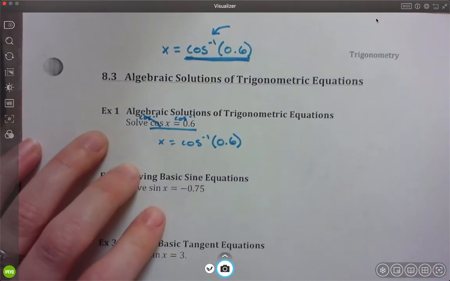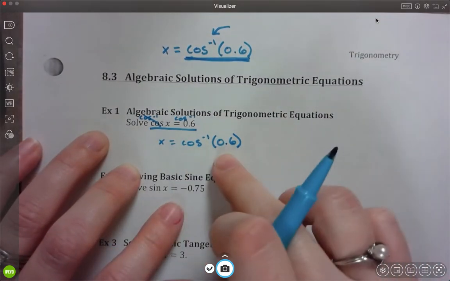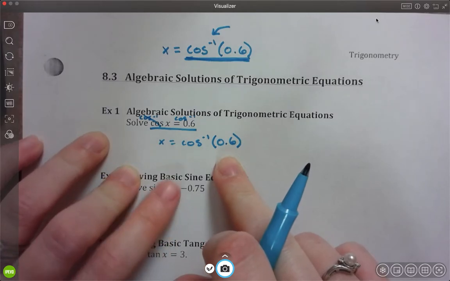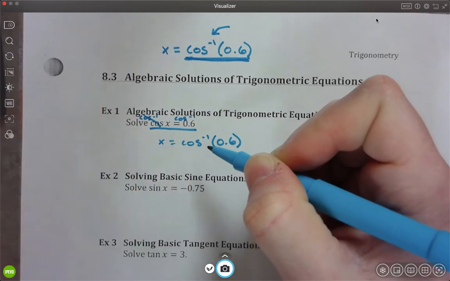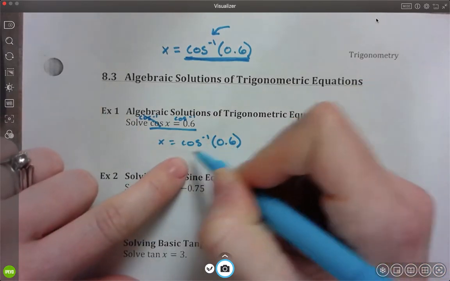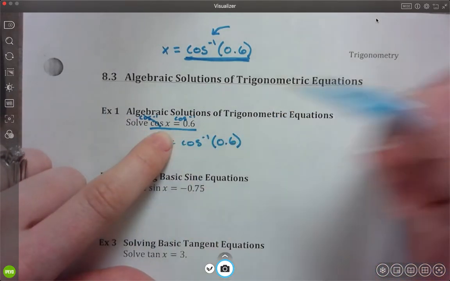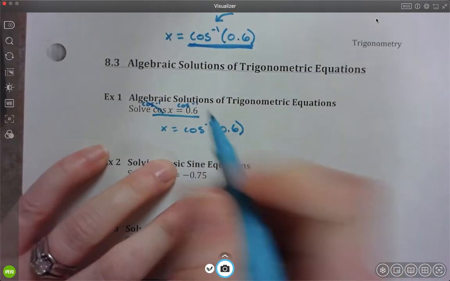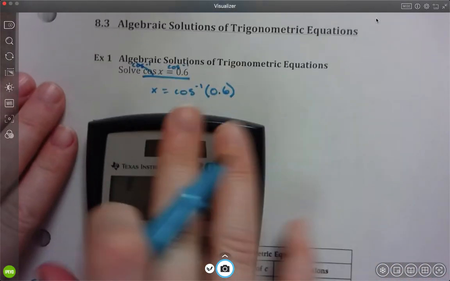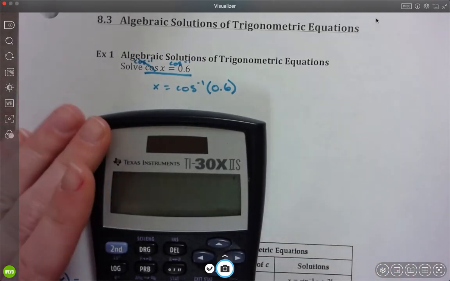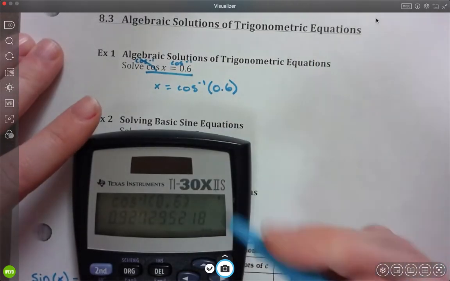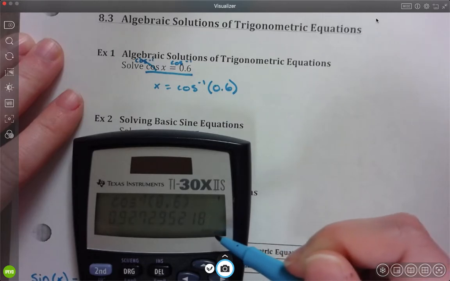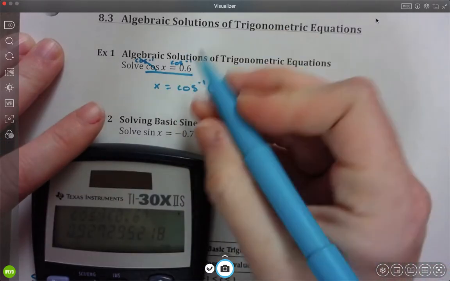Basically what I'm trying to do is find where cosine is 0.6. They didn't present it to me as finding the inverse cosine, because then I would only have one answer. But since I'm finding cosine of that value, I have two solutions. We start by finding the first solution, and we just plug that into our calculator. So I do second cosine of 0.6, and my calculator's in radians, so put your calculator in radians, because we do these answers in radians.